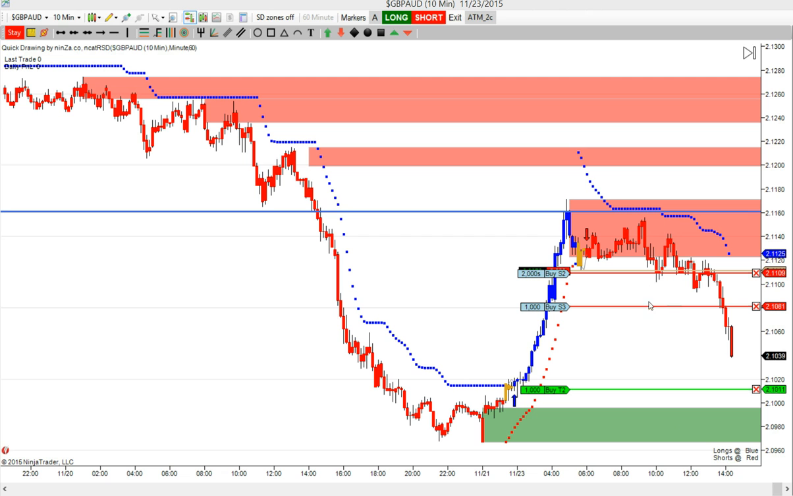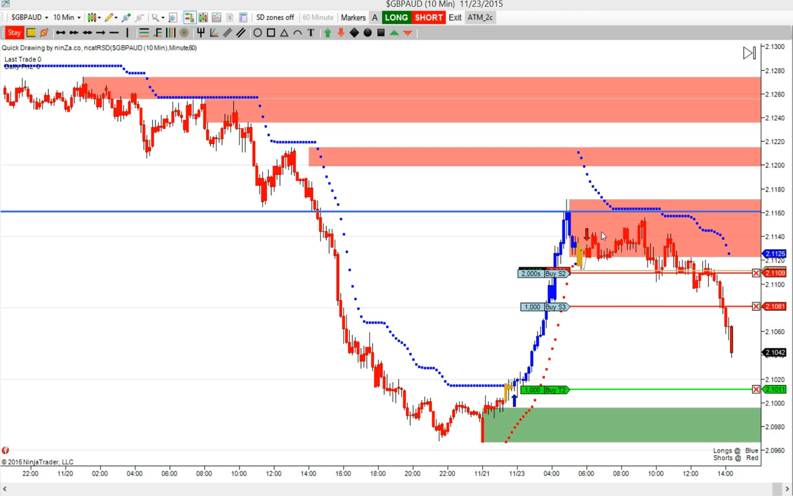But now there's no risk in either of these trades anymore. The risk is out of the trades because the ATM strategy took care of that. You just got to worry about entry.